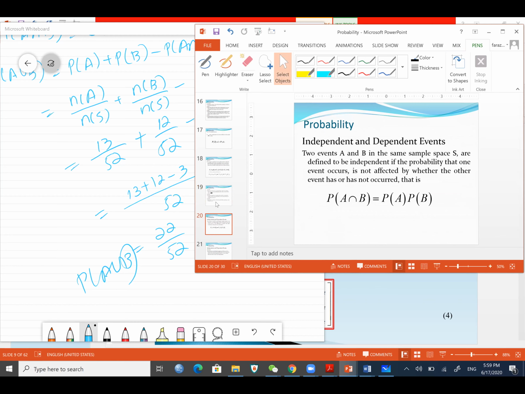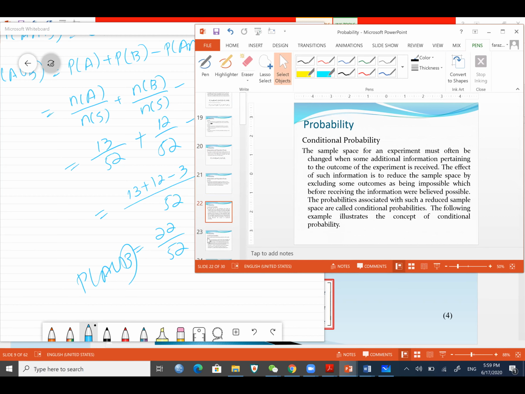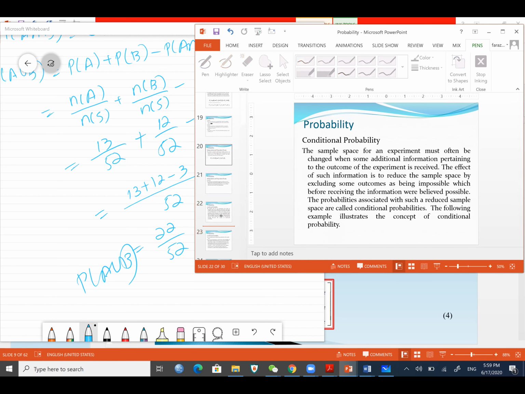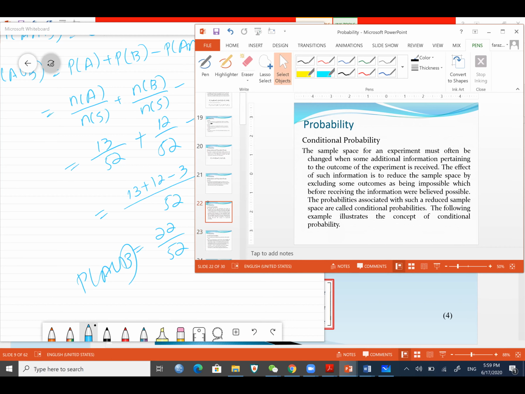Next is conditional probability, but I don't want to cover this because we don't have enough time, and it is a bit confusing, and it would be very confusing for you to cover it in such a short span. And I want to cover the next topic as well. So if you have any question, and now listen. Now, what is your assignment?